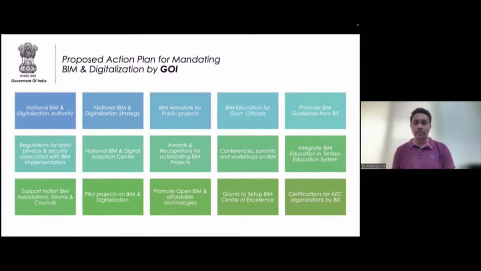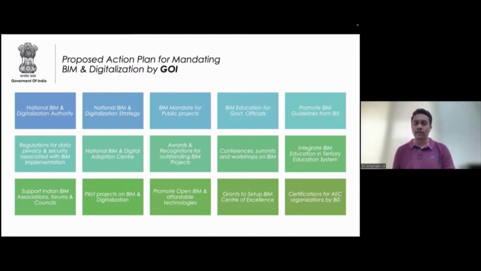Then having pilot projects on BIM and digitalization will really help the companies to enable BIM in their projects. Promote open BIM and affordable technologies, which is very, very important because if you have to integrate BIM in the complete life cycle, open BIM is very much essential. And affordable technologies are very much essential because you have big companies and also small scale companies as part of a project. Small scale companies cannot afford expensive solutions.